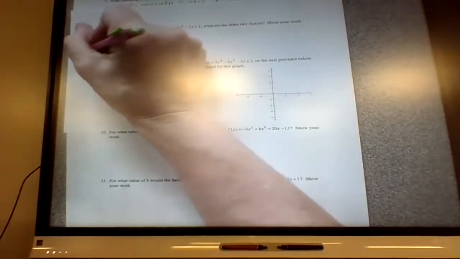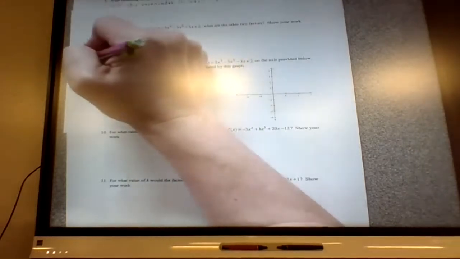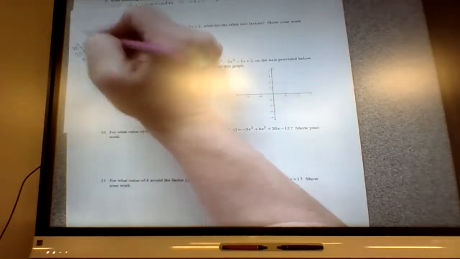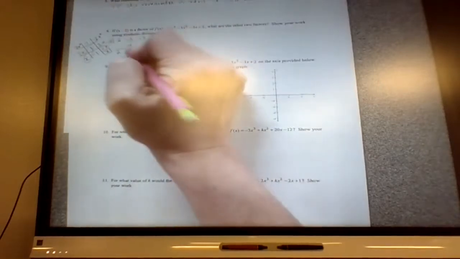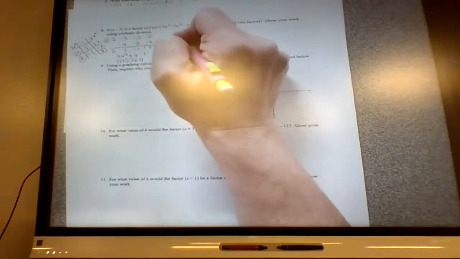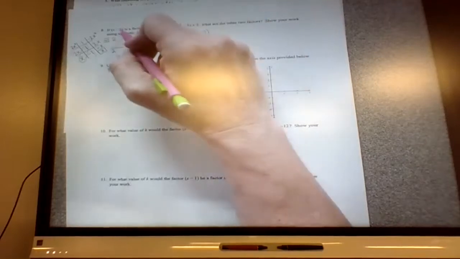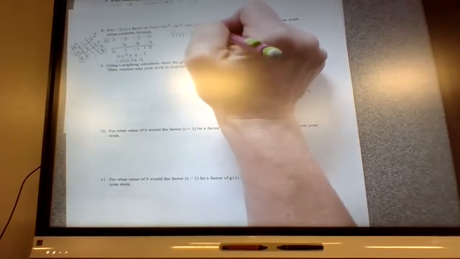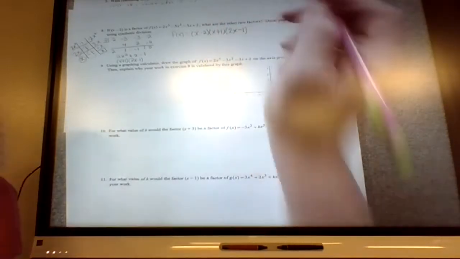And then, well, what times 2x gets you 2x? 1. And what times x gets you a negative x? A negative 1. So I have a factor of x plus 1 and a factor of 2x minus 1. Right. So I've got f of x equals x minus 2. That's the one they gave me. x plus 1 and 2x minus 1.